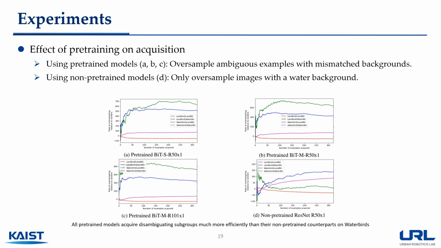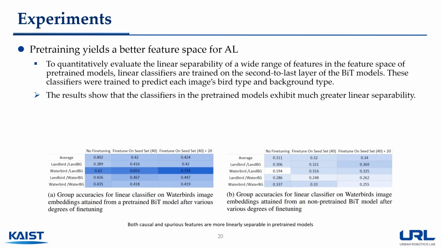And this is a part of pre-training on acquisition. Using pre-trained models A, B, C, oversample ambiguous examples with mismatched backgrounds. Using non-pre-trained model D, only oversample images with a water background. Pre-training provides a better picture space for active learning.